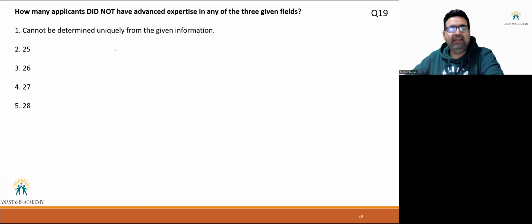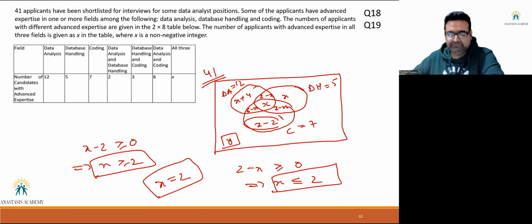Now to find out y, I can find out all the values, and the rest of the values will add up with y to 41, right? So x is 2, this is 6, this is 2, this is 0, this is 1, right? You can just add up those values.